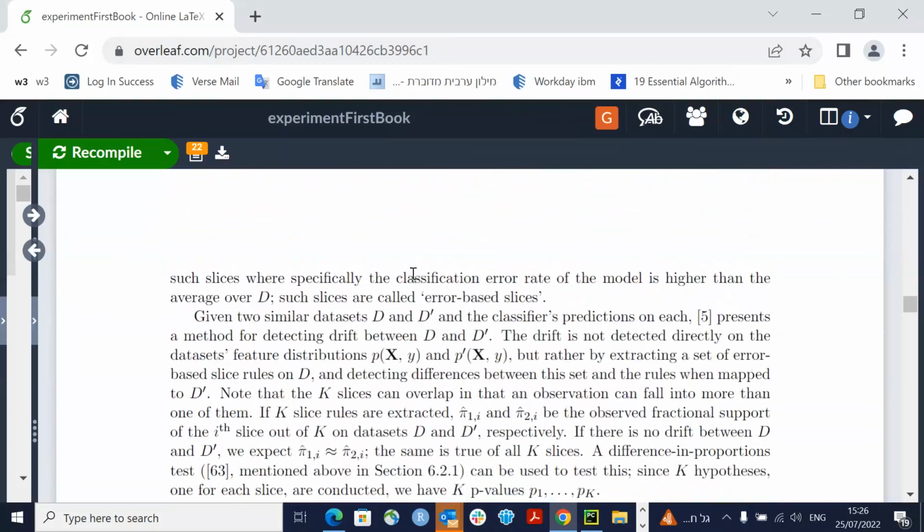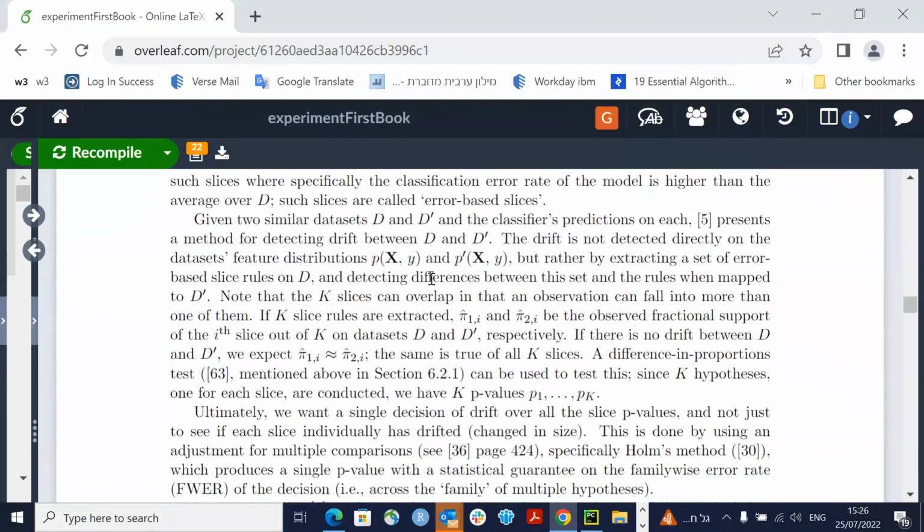Okay, so that's where these slices come from, and it's a way to indirectly detect drift. Again, the idea is, for example, we have a data set D. We have a classifier's prediction on it, and that's how we get the slices originally. So rather than detecting drift directly, we wanted to see whether the data set overall is changing.